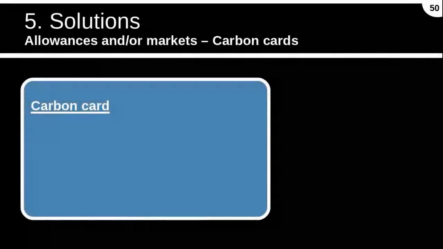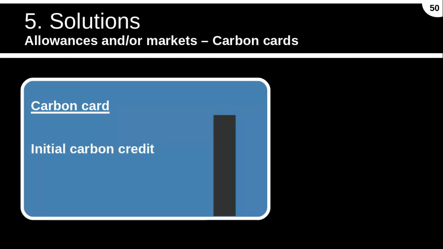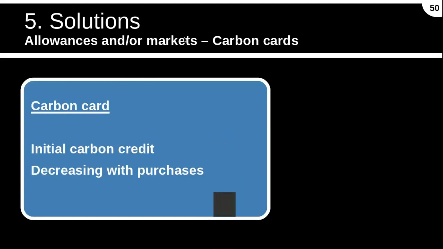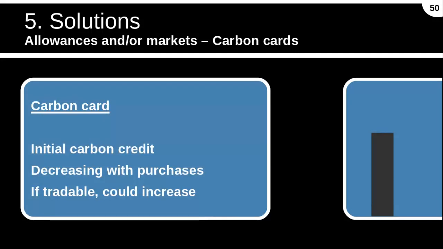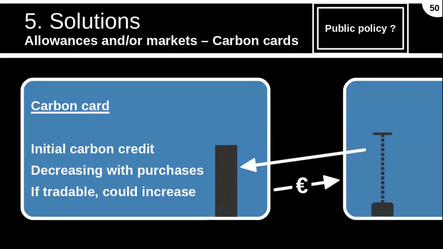Carbon cards are similar systems for citizens. You would have an initial carbon credit, the right to emit a given amount of CO2. It would decrease according to the carbon impact of your purchases, which would limit your climate impact, except if credits were tradable. In this case, you could get extra carbon credits from citizens who emit less than their initial allowance by paying for the transfer. It could be a mandatory public policy instrument, but presently, when you choose to use a carbon card, it looks like offsetting, which is what I'm going to explain now.